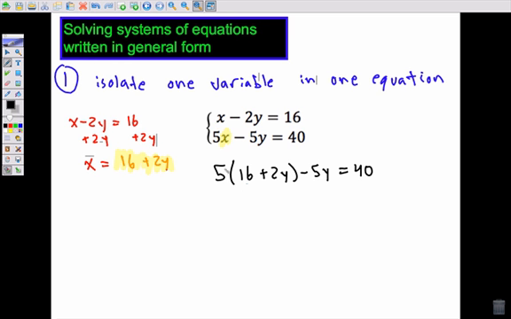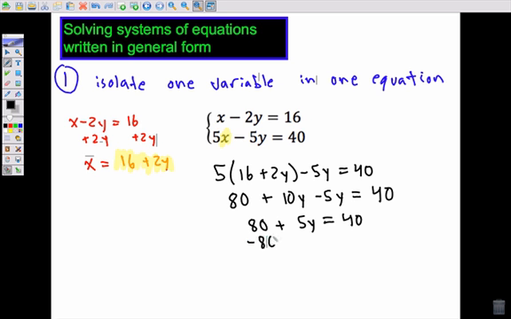Using distributive property, 5 times 16 is 80. 5 times 2y is 10y. Then I've got a minus 5y here that I'll just copy down from there. That equals 40. Over here on the left side, 10y minus 5y is 5y. I still have this 80. So I have 80 plus 5y equals 40. I'm going to subtract 80 from both sides, and I get 5y equals negative 40. Last step, dividing by 5, y equals negative 8.